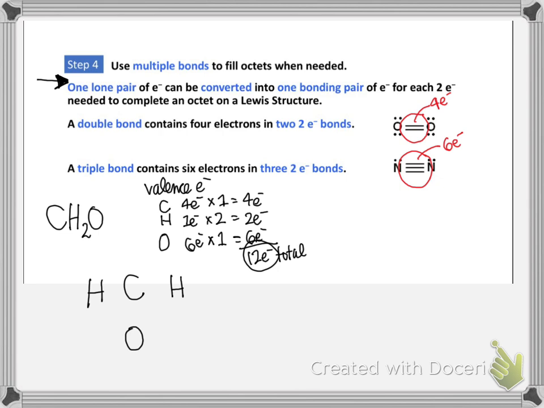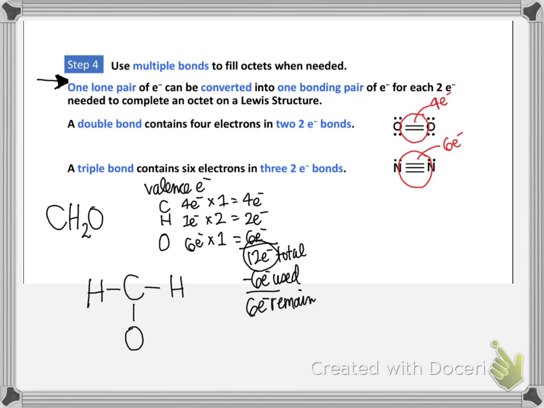So step 1 is arrange, step 2 is count your valence electrons. Step 3 is place the electrons. So remember in step 3, what we do first is we place single bonds. Now, each single bond is worth 2 electrons, so I placed 6 electrons. I'll just write it down here for us to see together. So I used 6, which means I have 6 remaining.